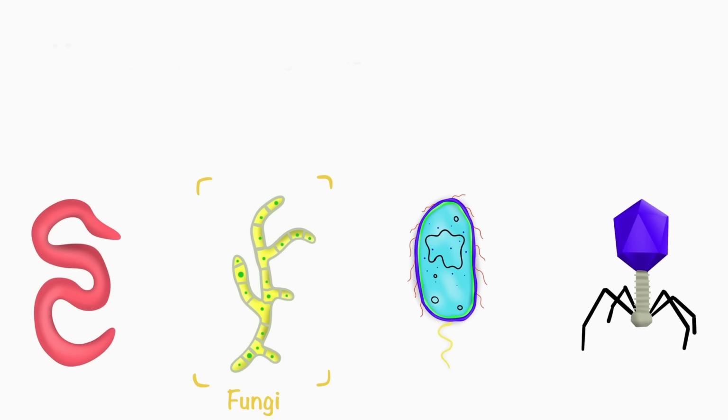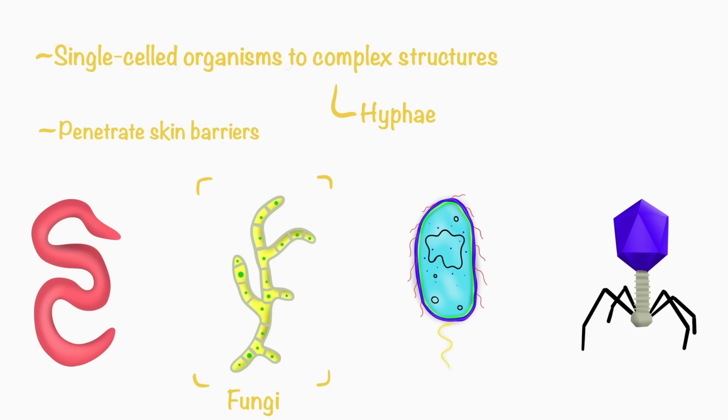Our final pathogen category, fungi, ranges from single celled organisms to complex structures formed of thread like filaments called hyphae. These filaments can extend into human skin or plant surfaces, establishing infection.